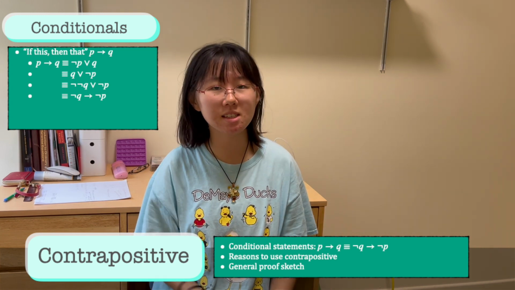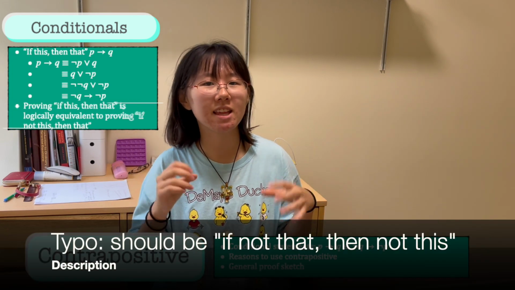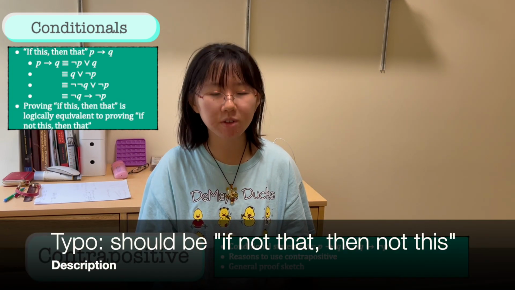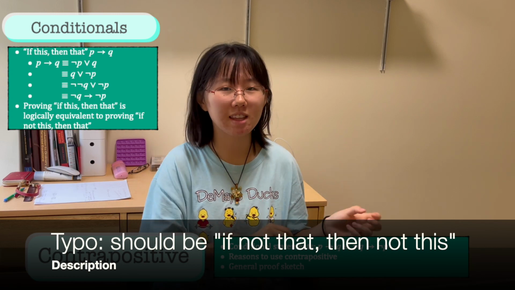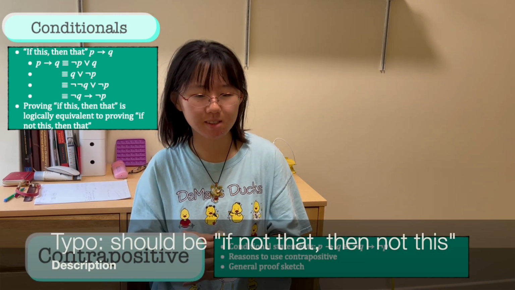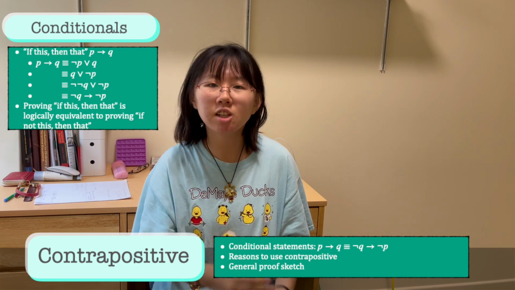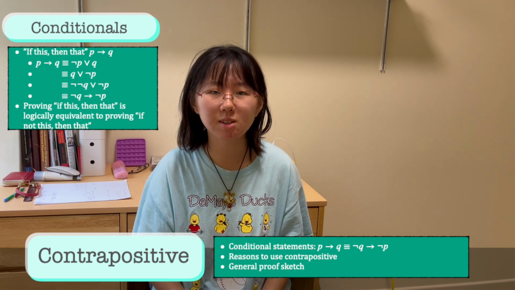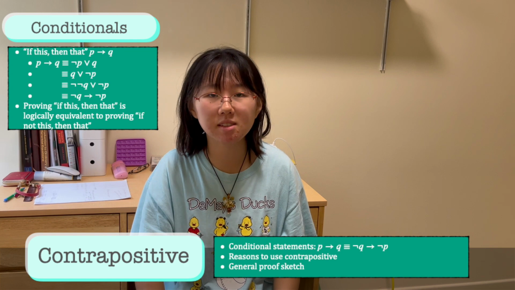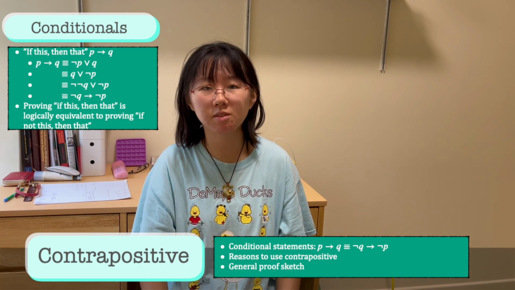So that means that if we're proving if this, then that, it's logically equivalent to say if not that, then not this. So basically proving not Q implies not P is enough to prove that P implies Q. That's the basis of what a proof by contrapositive really is.